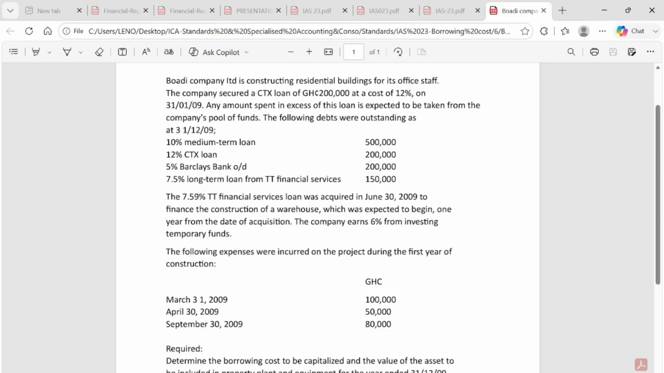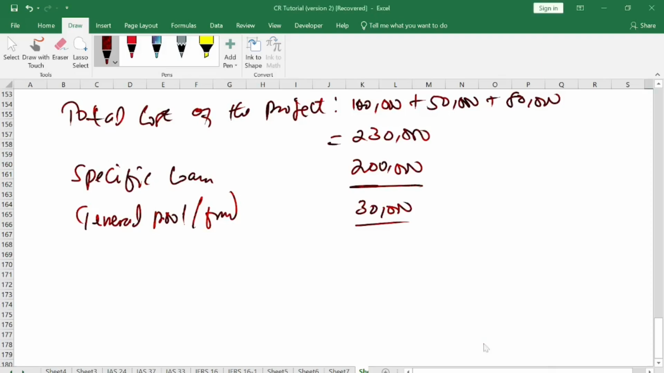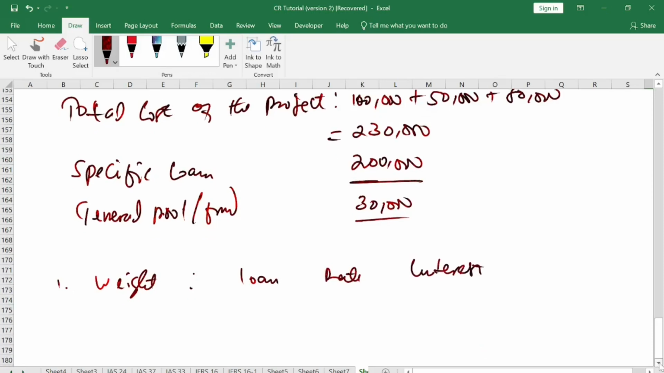So in that instance, we can only have two general pools of funds, which are the 10% medium term loan and the 5% Barclays bank loan, because the 12% STX loan is a specific loan we know already, and the 7.5% is also a specific loan for a warehouse. So we are left with only two general pools. So how do you find that? First, let us weight it. You pick the loan, the rate, then the interest. So how do we find them?